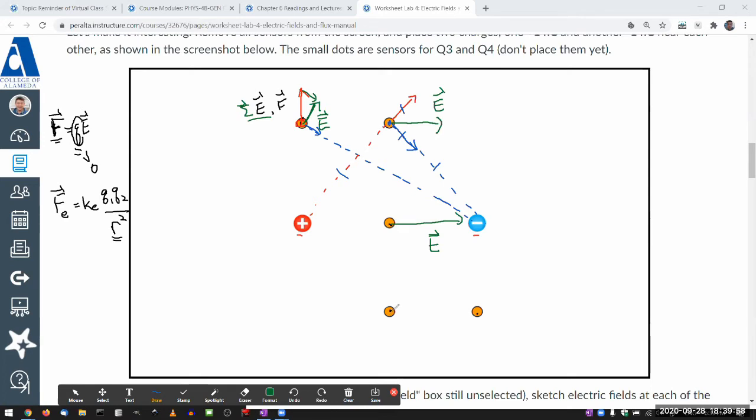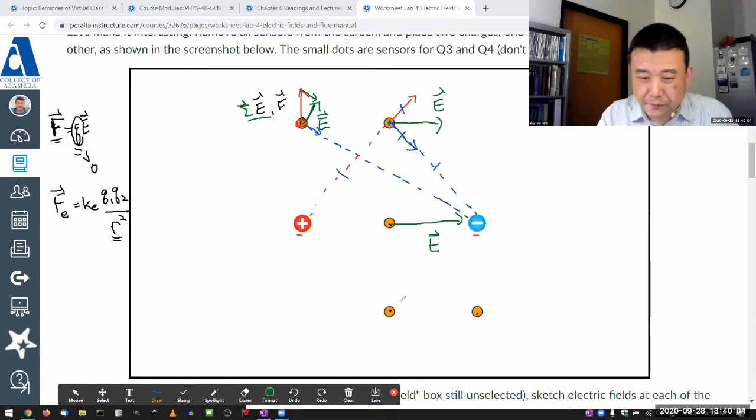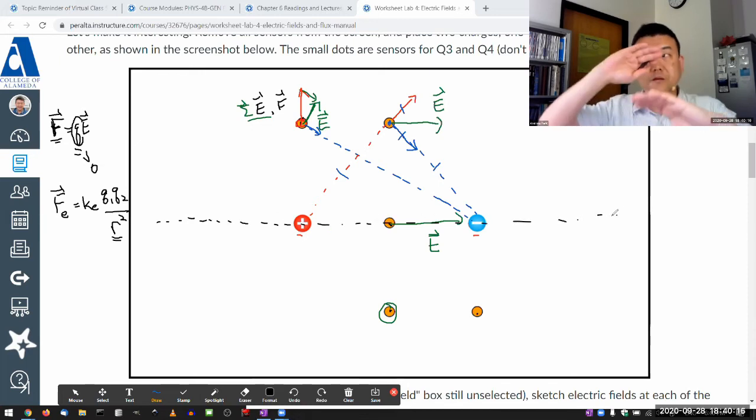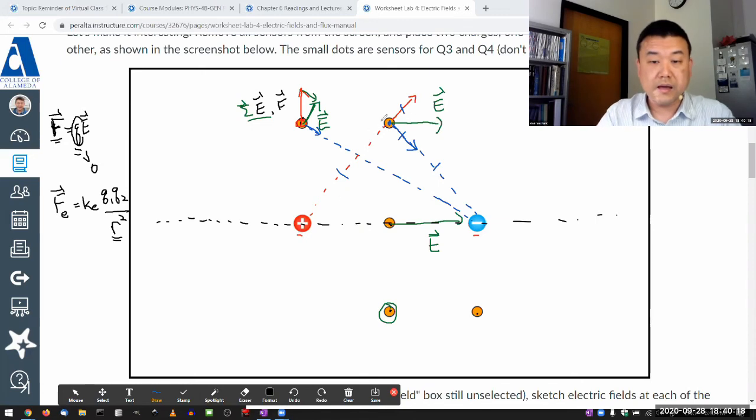So for the fields down here, I feel like I can make a symmetry argument. I can imagine taking a line between these two and taking a mirror image. So everything up here gets mirrored down here.